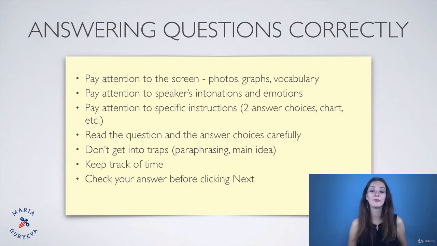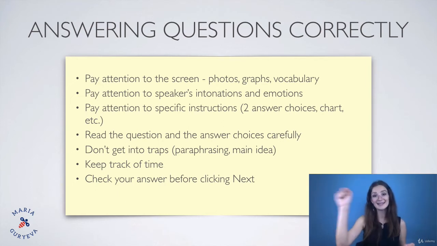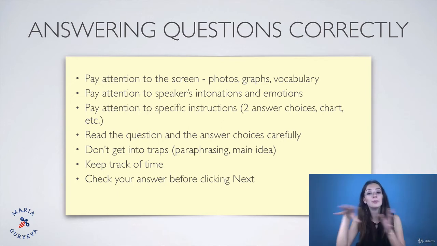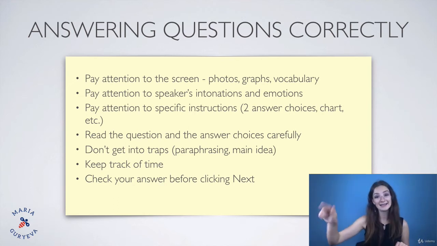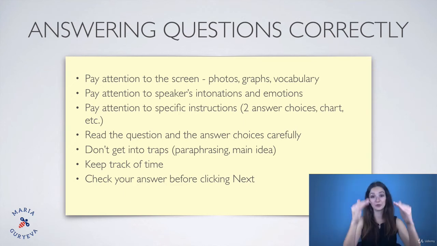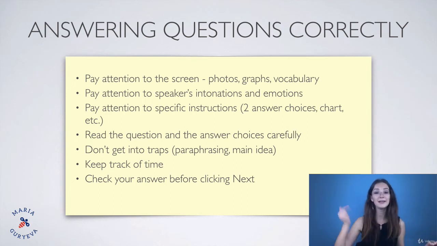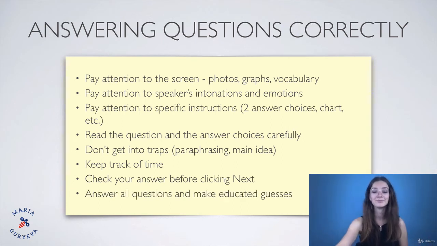Check your answers before clicking next. You remember that we always have to click next and then OK in order to move to the next question. And then you cannot go back and change your answer. So before you click next and OK, you always have to check your answer very well. Make sure you answered it the best way you could. It's the right answer, you're 99% sure it's the right answer. Pick it and go next, okay?